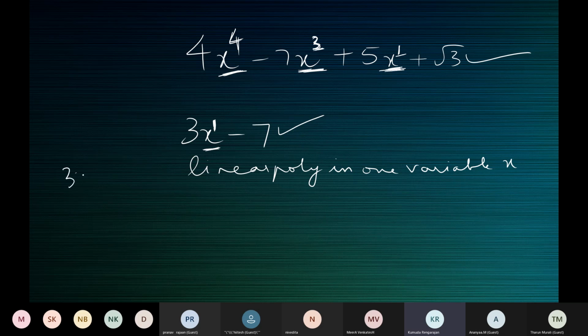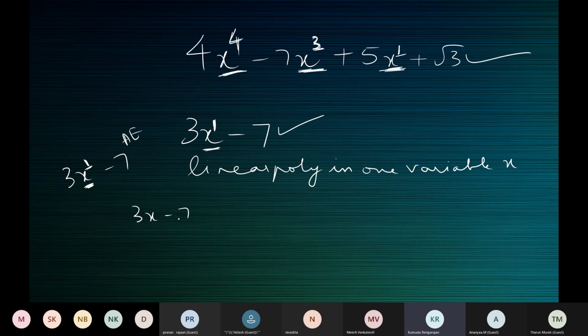I repeat, 3x minus 7 is an algebraic expression. There's only one variable x. And this algebraic expression is a polynomial because the power of x is 1, which is a whole number. And it's a linear polynomial because the power of x is 1. So 3x minus 7 is a linear polynomial in one variable x. Now, to generalize, this is a specific example of a linear polynomial.